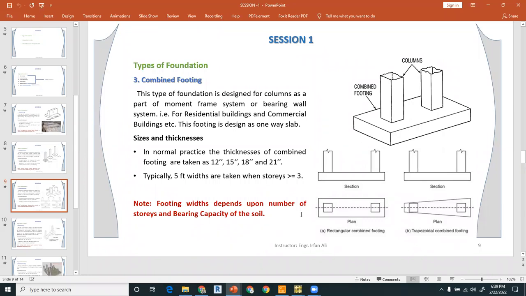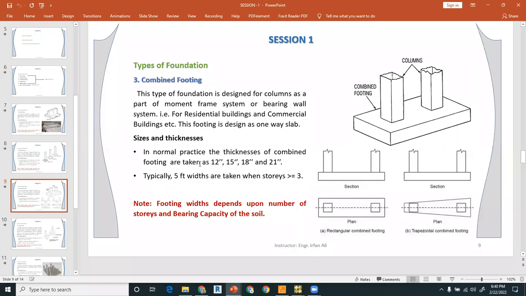And this footing is also designed as a one-way slab, because you can see in the upper figure that the length of the footing is greater as compared to the width. So if you divide this length by this width, it will be greater than 2. When the ratio is greater than 2, it becomes a one-way slab. So all those requirements as per ACI 318 for the one-way slab, minimum reinforcement, minimum spacing and maximum spacing, will be applicable on this combined footing.